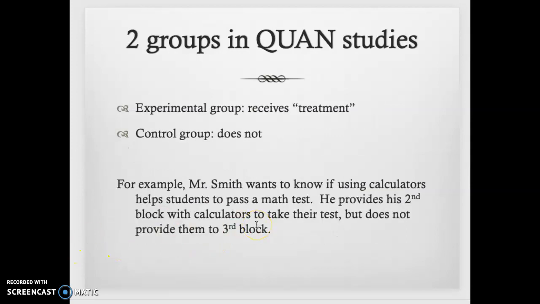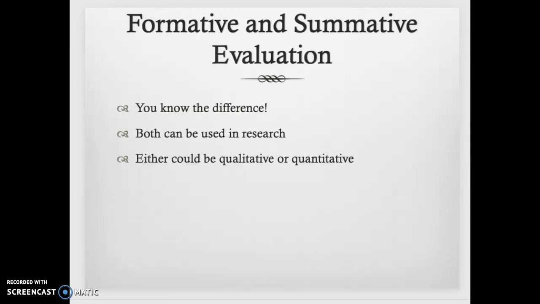Okay, so there's two groups in quantitative studies. Again, that's numbered studies. The experimental group receives a treatment or some new thing. The control group does not. So in education, here's an example. If Mr. Smith provides calculators to his second block but not to his third block, the experimental group would be the second block, and the traditional learning would be the control group. That would be the third block.